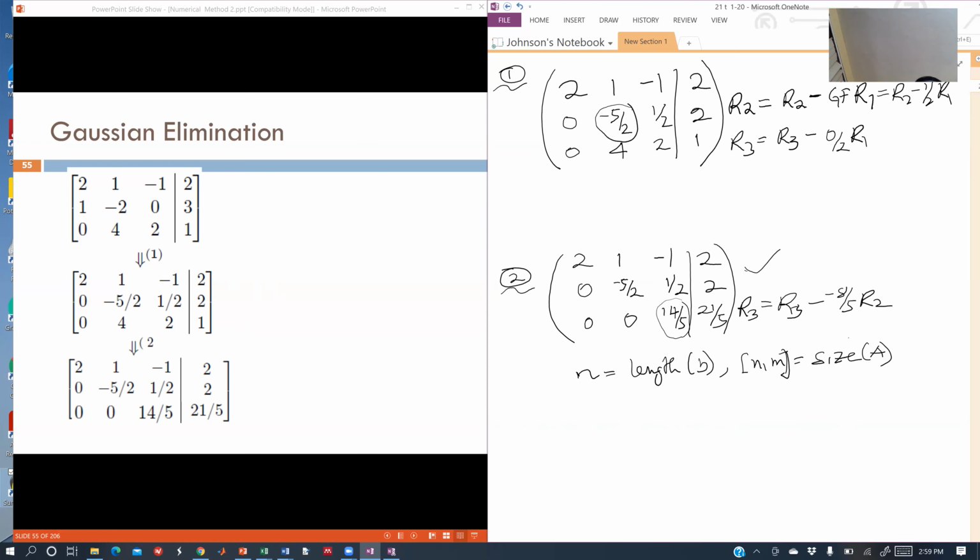And then, of course, we have to input A and input B. Then your n is equal to the length of B, or you can set n and m to be equal to the size of A, where again you will get n equal to the number of rows of matrix A. So now we need to discuss the whole procedure.